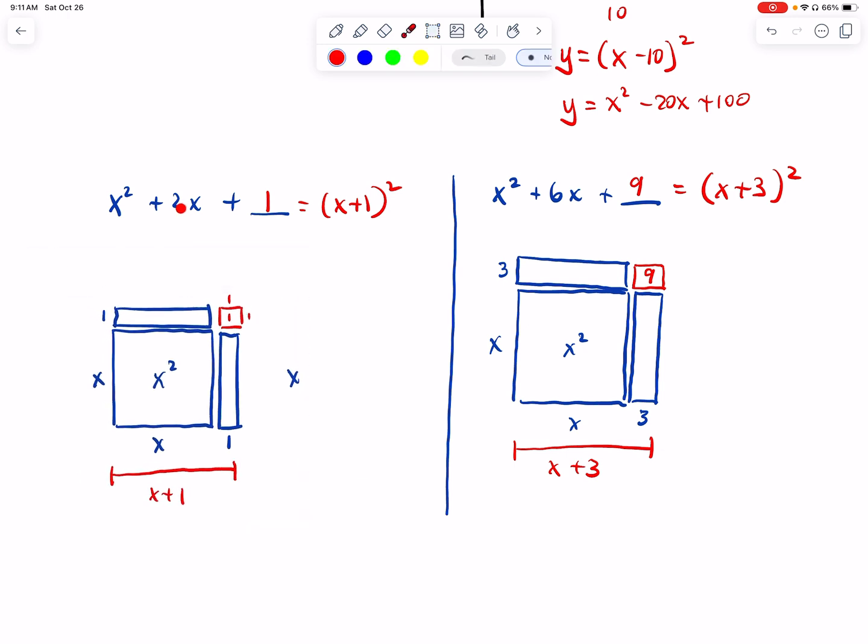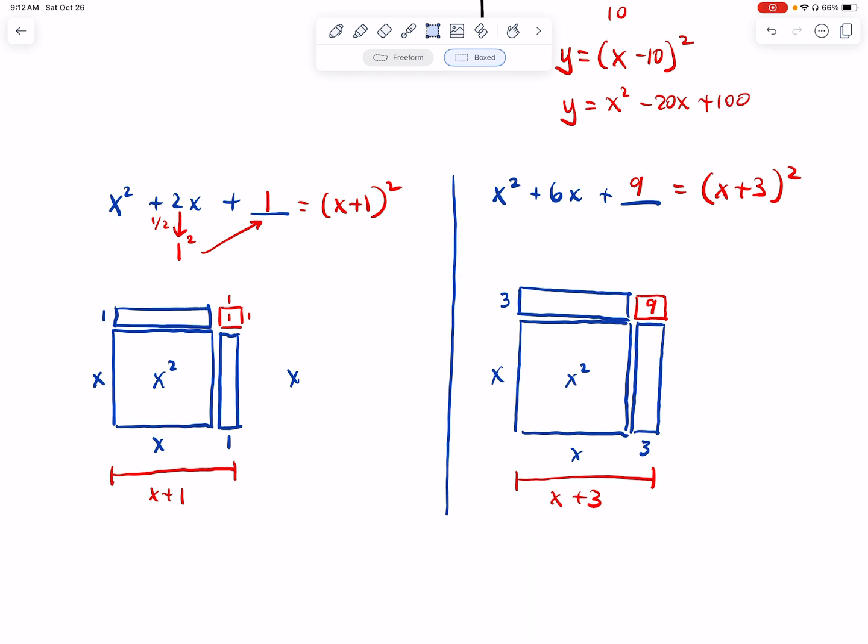Remember what we did over here on this first one: we took the 2x rectangle and split it in half. That's what we're going to do. We take our 2, not the x part, just the 2, and take half of that. So that's a 1. Now, to get the area of this little square, it was that number 1 squared. So I square the 1, and whatever number I get is the number I have to add to complete the square.